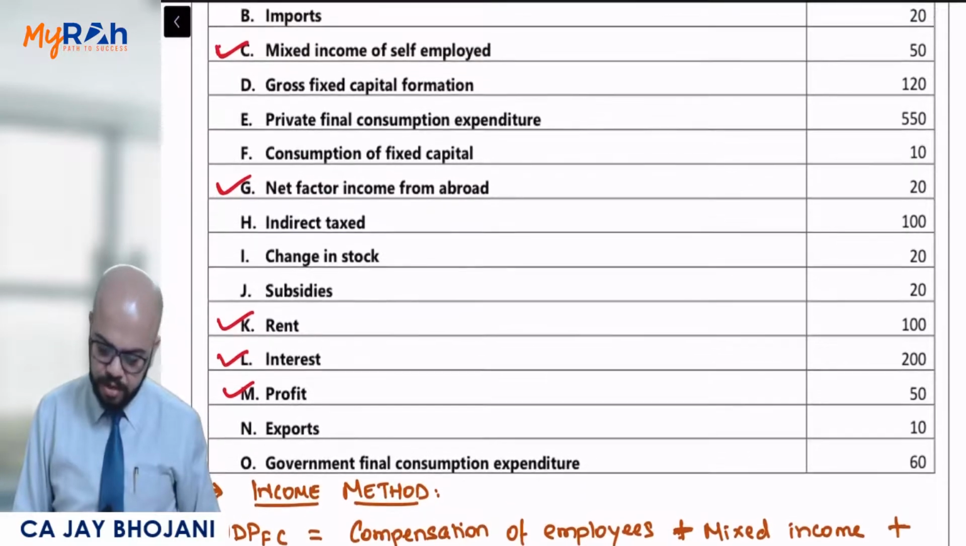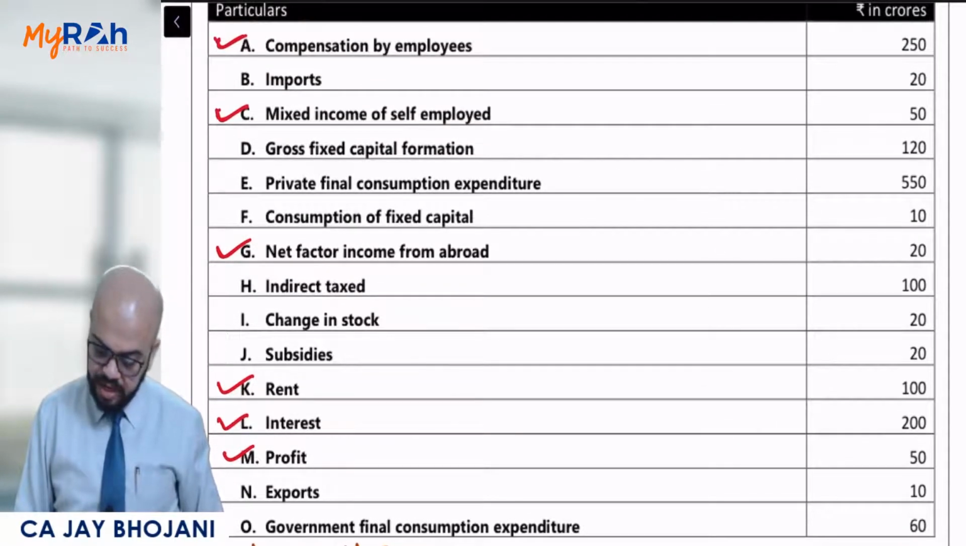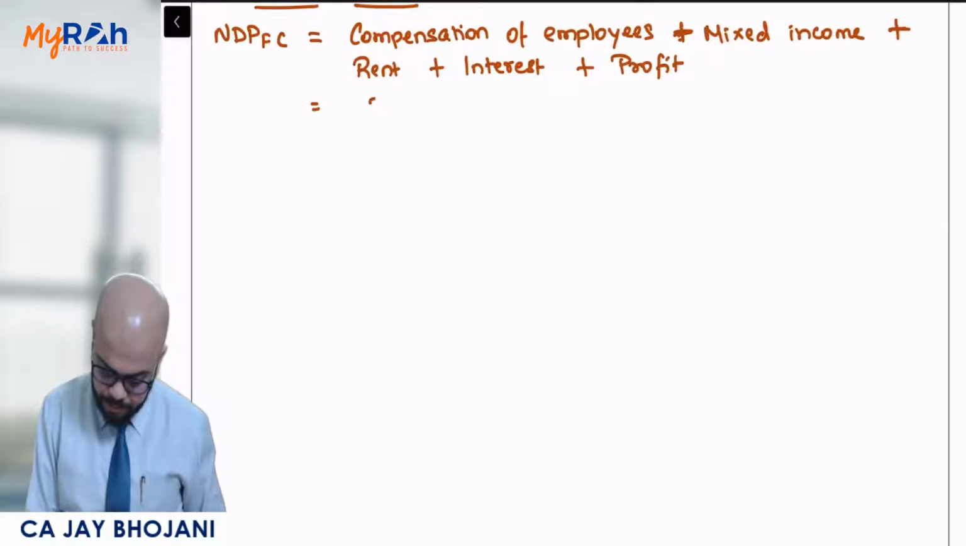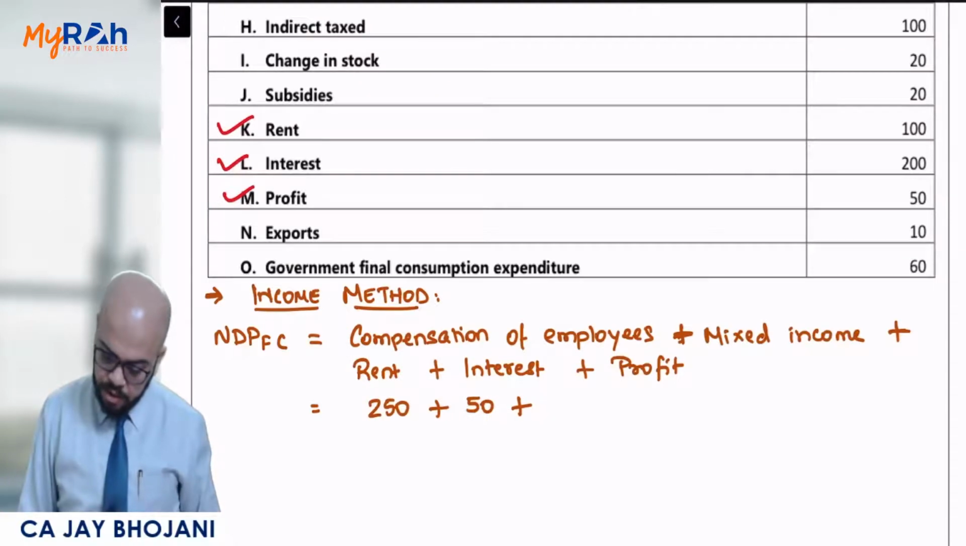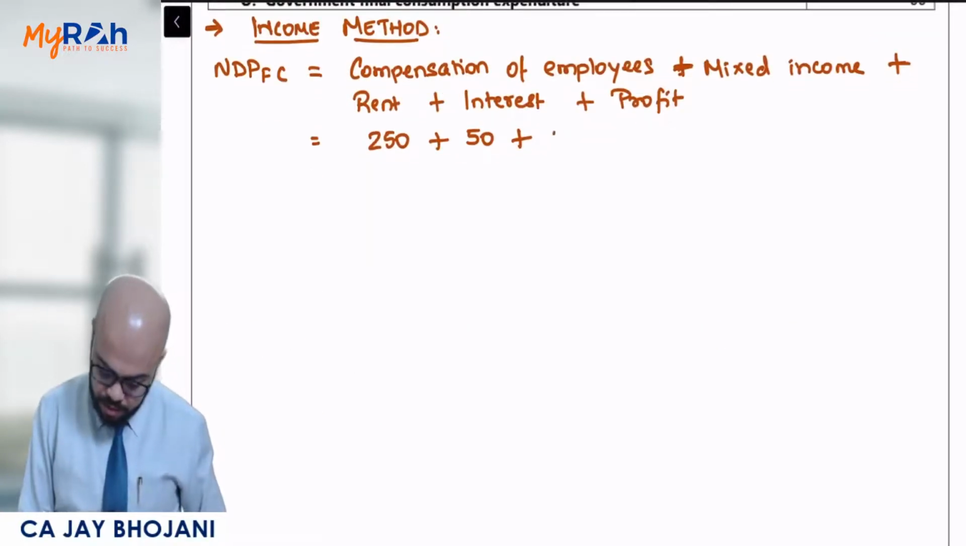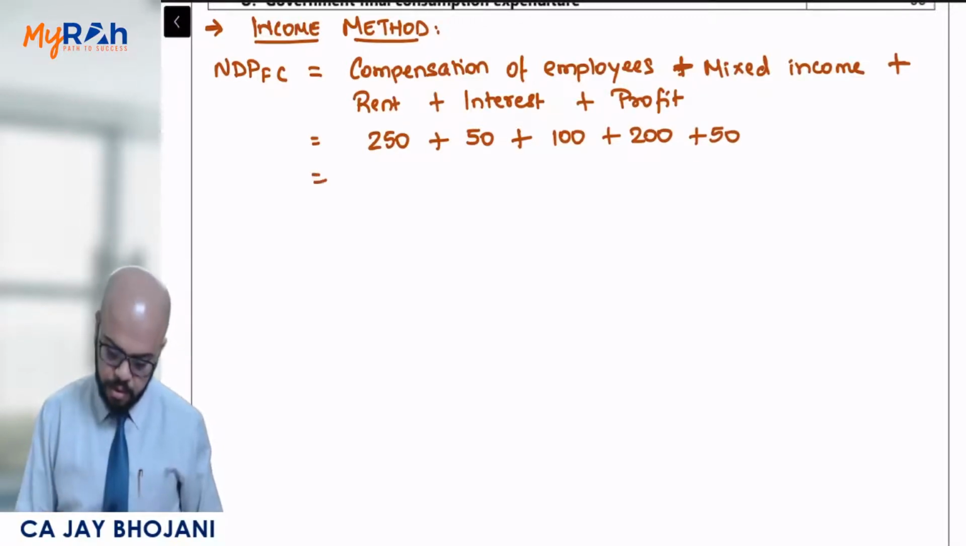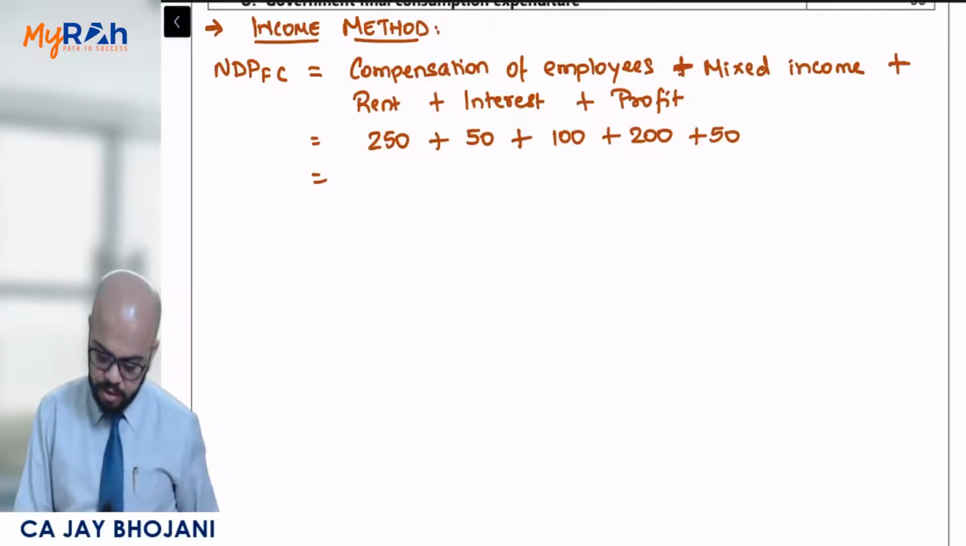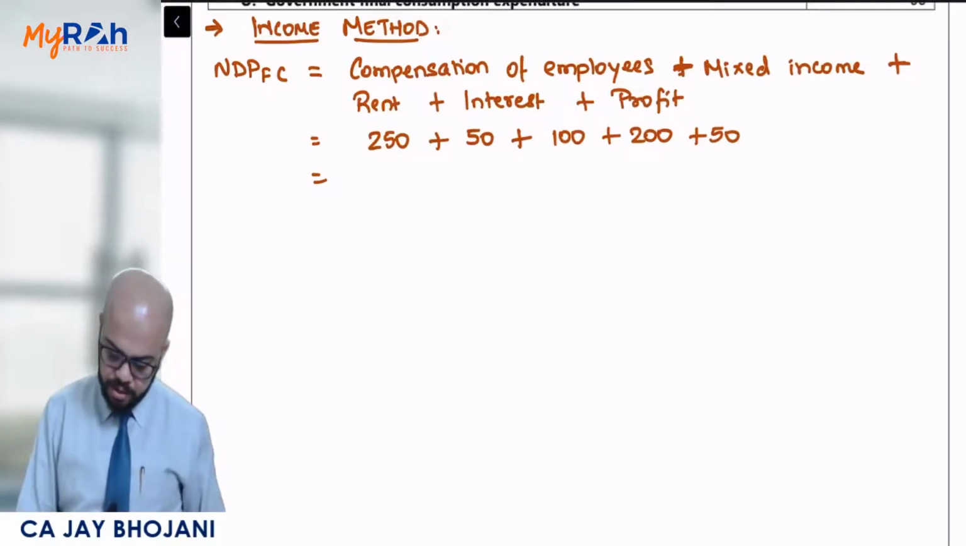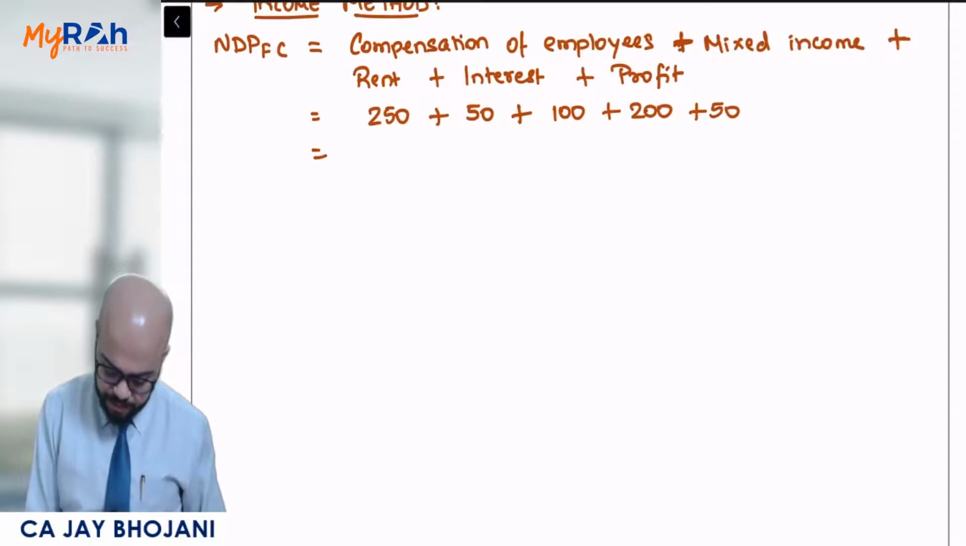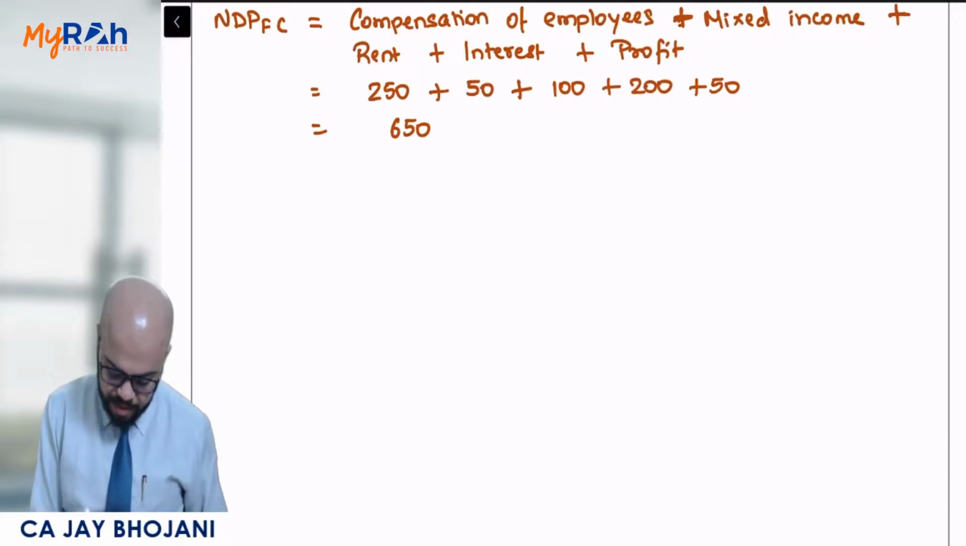Just put in the values now. So 250, 50, 100, 250. So this will be what? 300, 300 plus 300, 600 and 650. 650 is your NDPFC.